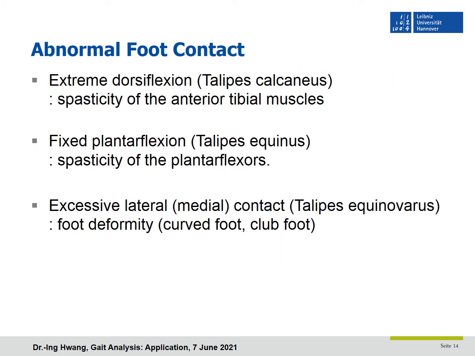Now we move on to abnormal foot contact. I will explain three types of abnormalities. The first is extreme dorsiflexion. This is caused by spasticity of the anterior tibial muscles. The second is a fixed plantar flexion, caused by spasticity of the plantar flexors. The last one is excessive lateral or medial foot contact, caused by foot deformity.